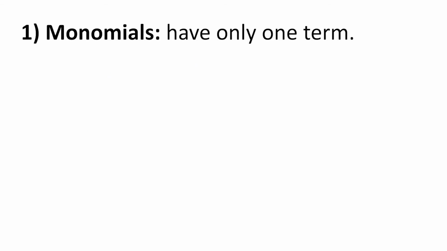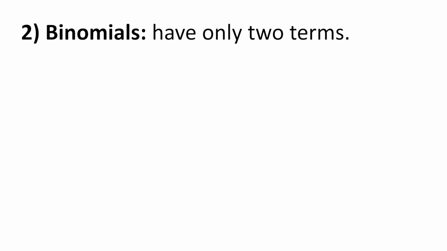Now, some polynomials have special names. The first are called monomials. Monomials have only one term. Some examples are negative 3x squared. This is one big group of numbers and variables. That's one term. It's a monomial. Another group is called binomial. Binomials are polynomials that have two terms. So for example, 2x minus 7. This is a polynomial. It has one term here and another term here. Two terms, binomial.